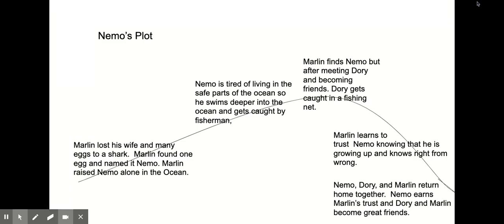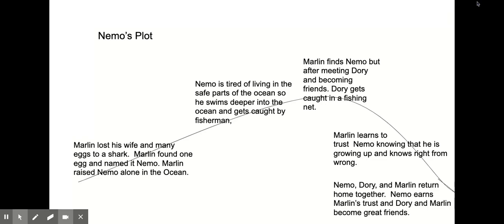So at the beginning of our diagram, we have the lead. This is going to introduce our characters, Marlin, Nemo. We also know where this takes place. It takes place in the ocean. And it also creates the problem because Marlin lost his wife. He has only one egg left, which is Nemo.